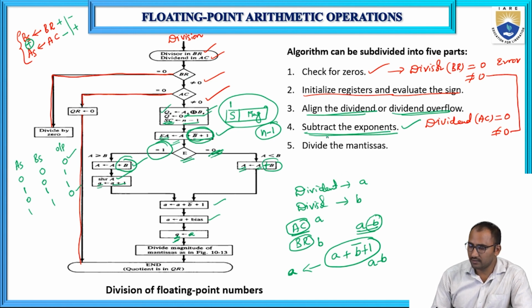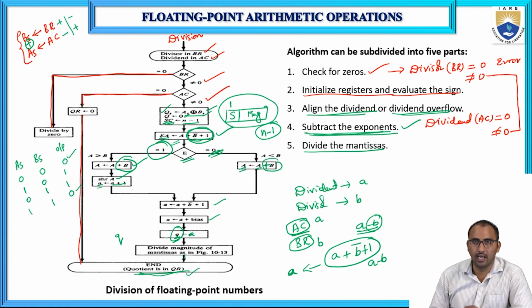Finally, after subtracting the exponents, we are dividing the magnitudes. And finally, the operation will end. The final quotient will be available in QR, and the exponent will be available in small q. So this is the division algorithm for floating point numbers.